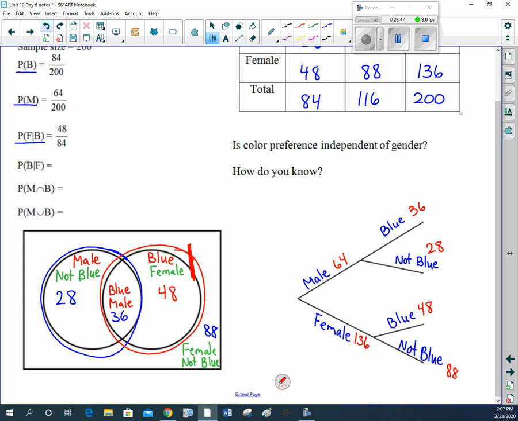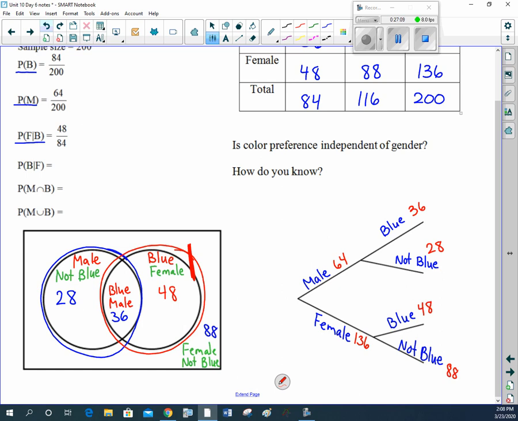So there's our numbers there on our tree diagram. So then the question is, is color preference independent of gender? How do you know? Oh, I guess we did know it was color preference because they told us, they're asking us to do that right here. Let's come back over here and, before we answer independent or not, let's answer our three questions.